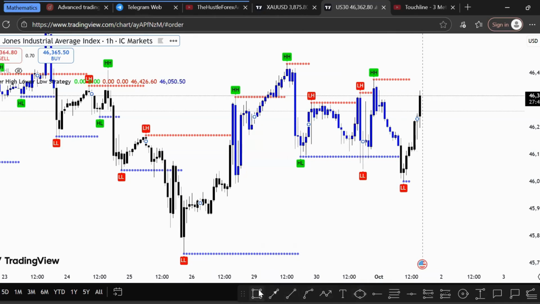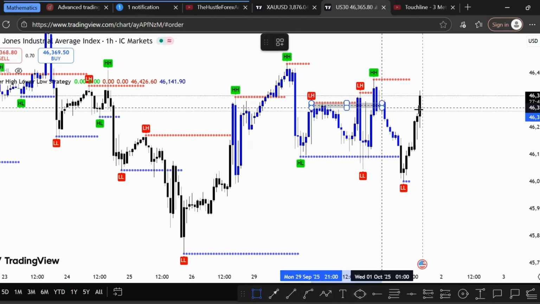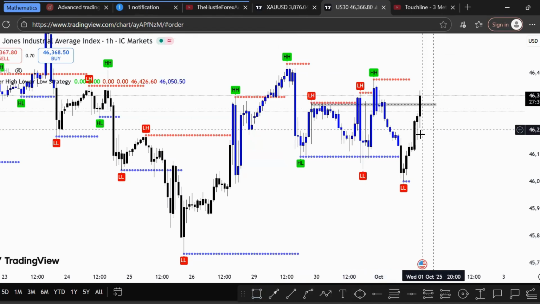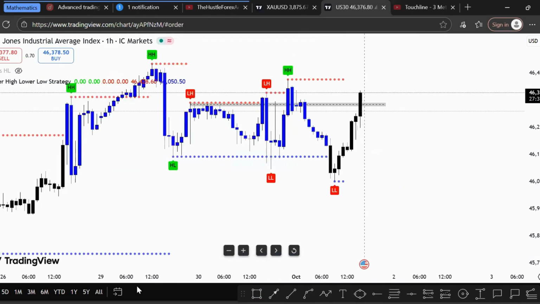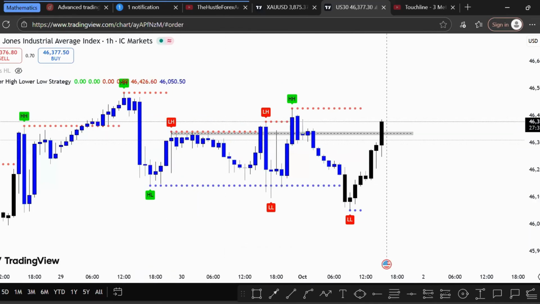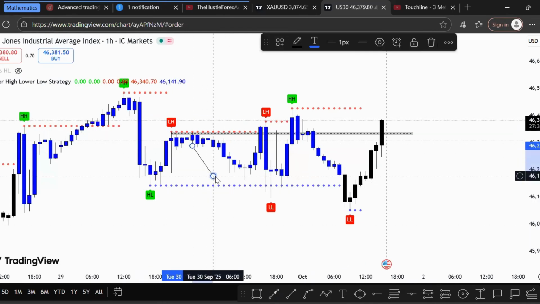So you want to be able to say, okay, I see this level, price has been bouncing off this level, right? And price has shown me that it has the ability to sell below this level until these levels that are here.